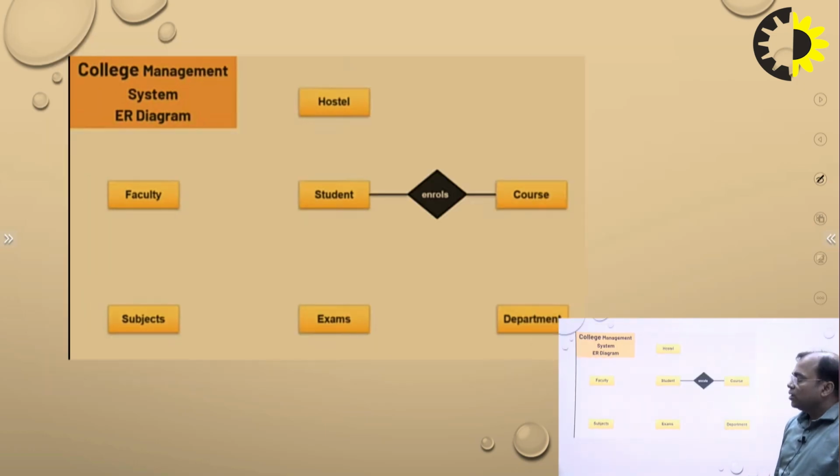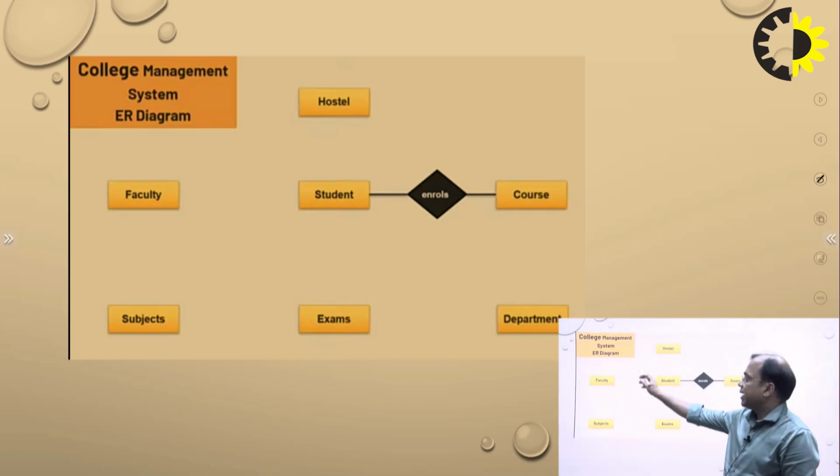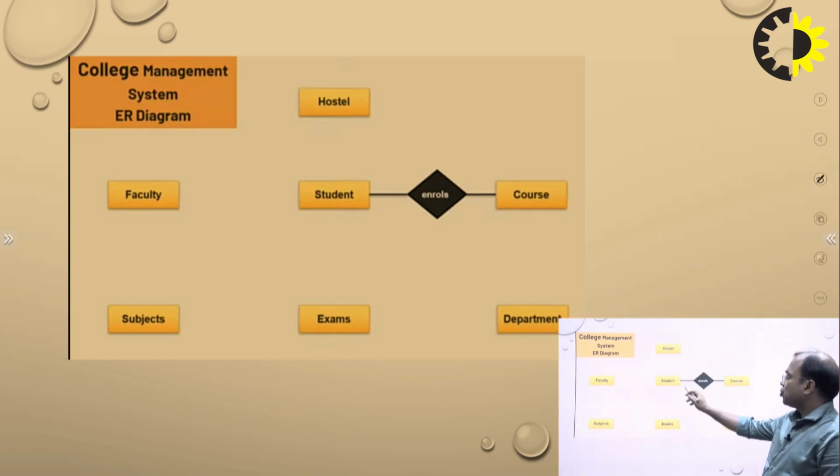Now, first we take the entities here. Then we have to draw the relationship between these entities, meaning how the student is related to courses. We can say the student enrolls in the courses, and that is the relation between the student and course entities. We write this relationship in a diamond shape in an ER diagram. So student enrolls in courses is one of the relations between them.